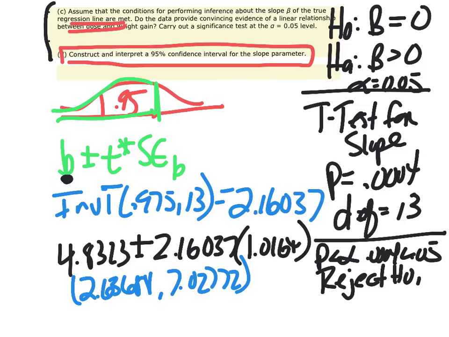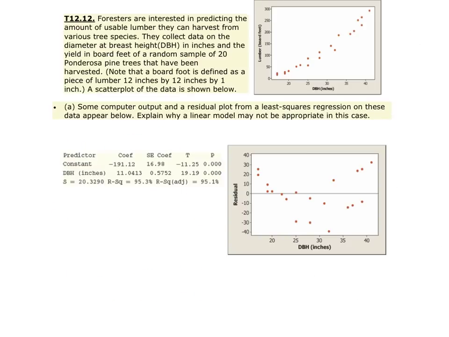We are 95% confident that the true population slope of weight to the dosage will be between 2.63 and 7.02 ounces. This last question's a long one, so let's go through it here.